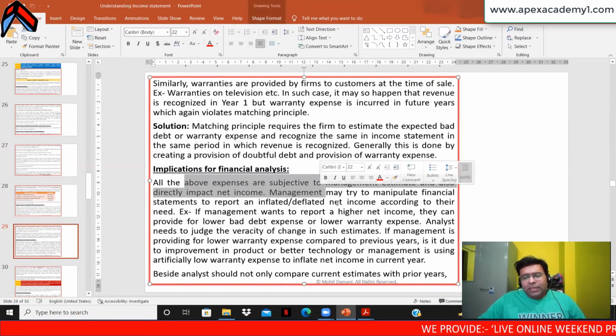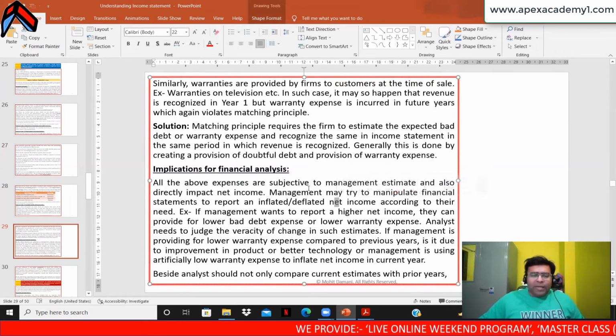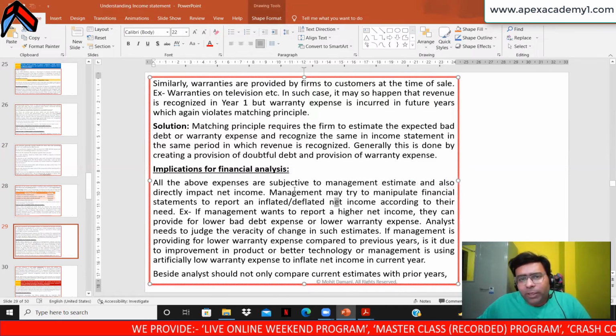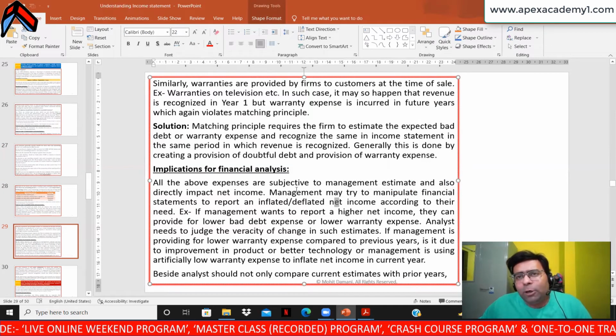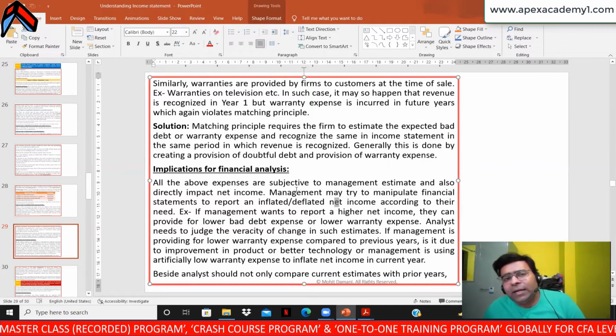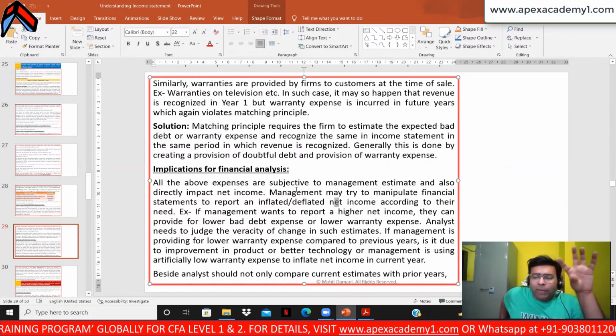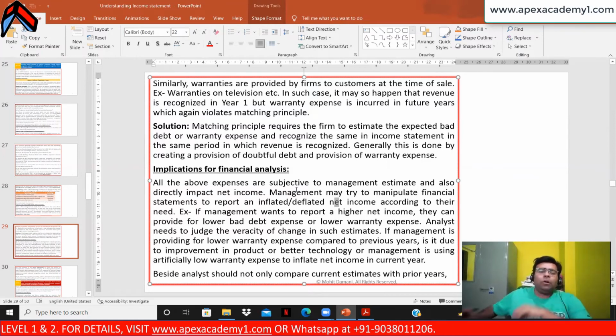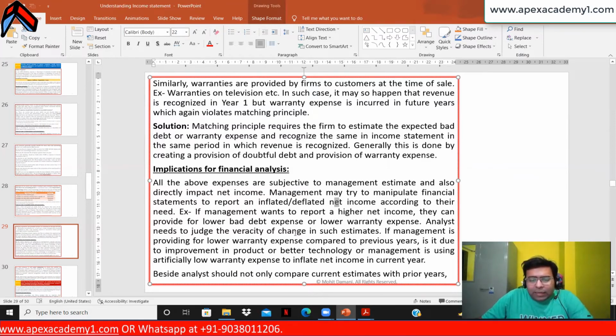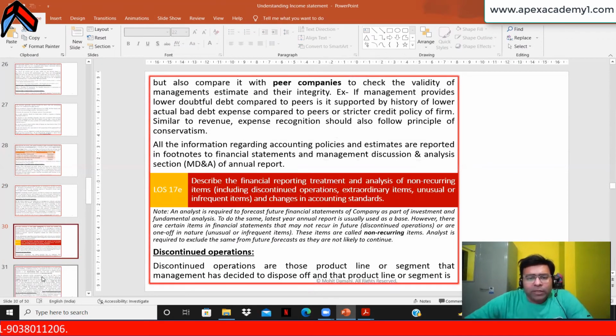For analysis purposes, management has some room for play in the provision for warranty or provision for bad debt. They can try to increase or decrease reported net income by changing the percentage of provision for bad debt. In this situation, you are supposed to recognize that. As an analyst, you should check whether the justification is viable or not.